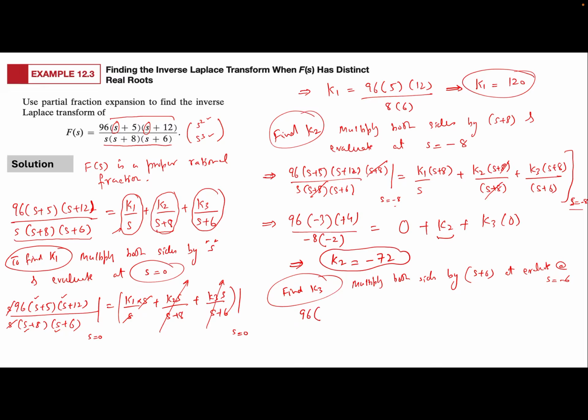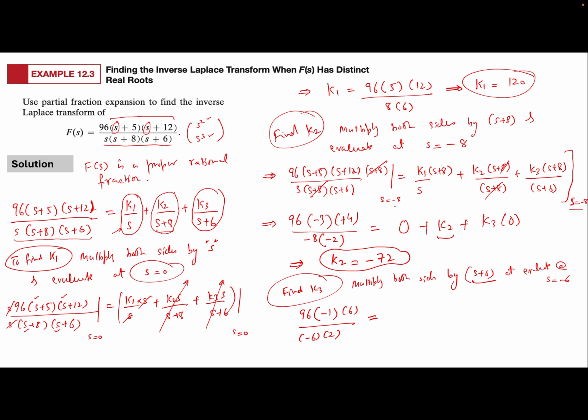S is minus 6, so minus 6 plus 5 is minus 1. Minus 6 plus 12 is 6. S is minus 6, so s plus 8 is minus 6 plus 8, which is 2. And s plus 6 and s plus 6 should be cancelled, right? Because we were multiplying both sides by s plus 6. So this is going to come out to be your left hand side.